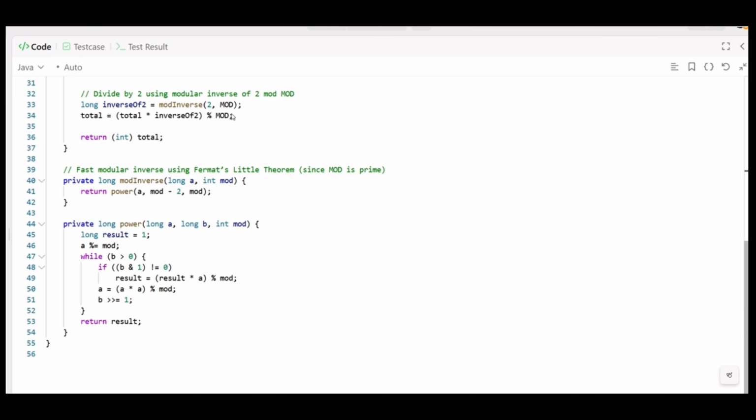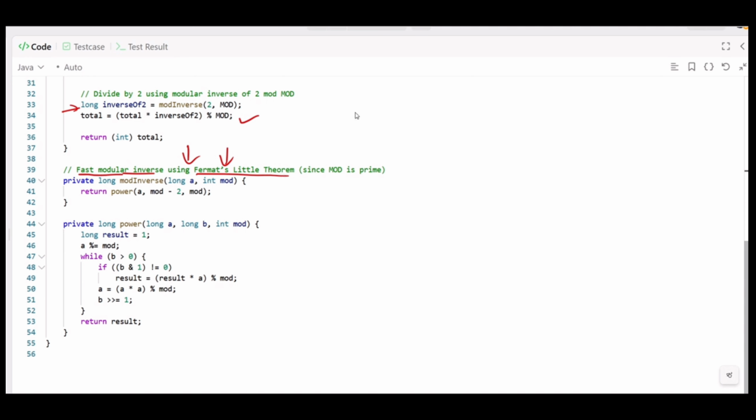Okay, so after that we have taken the inverse of 2, and then we multiplied it with the total, and then we have taken the mod. So for the mod inverse, let's suppose we have a and mod, right? The modular inverse we are using comes from Fermat's little theorem, since mod is a prime, right? And so you have to use the mod inverse. So we use Fermat's little theorem to divide under modulo, right?